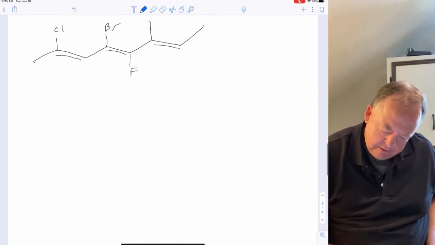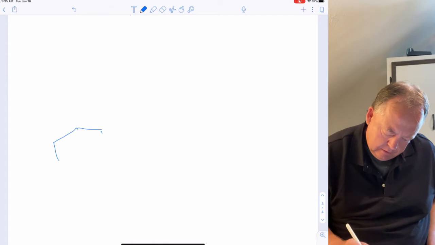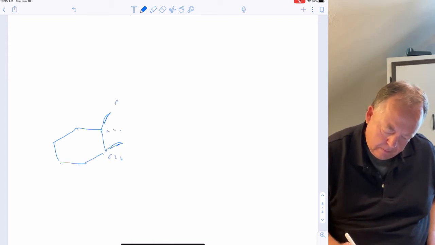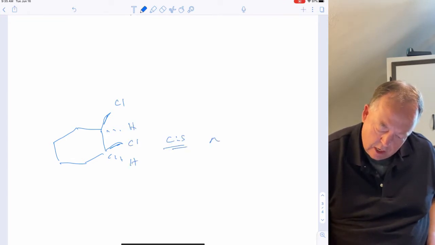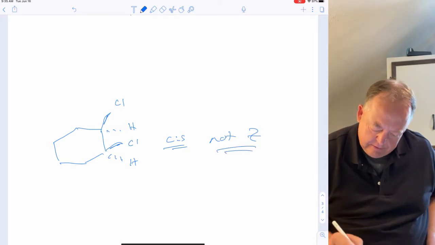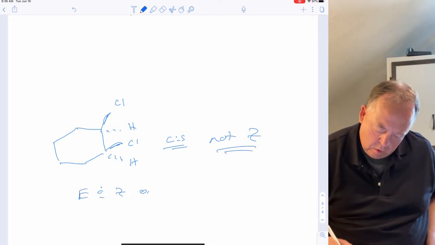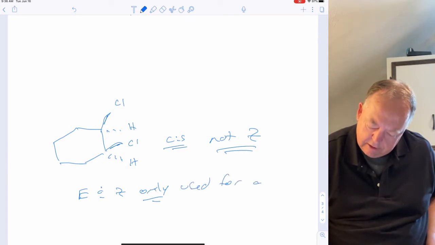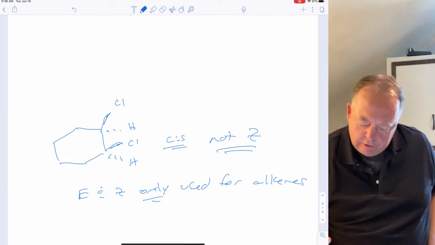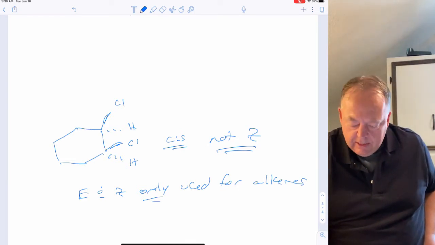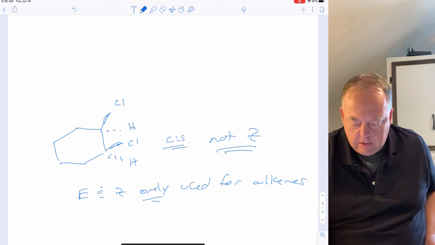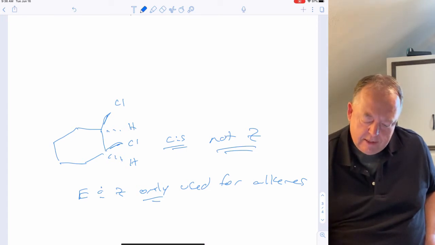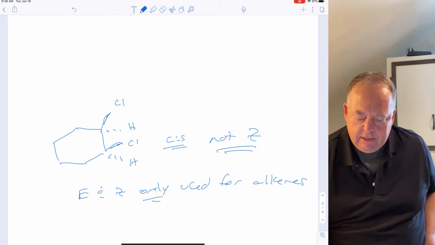Let's see. So if we had this, for example, so that would be cis, right? Not Z. So E and Z are only used for alkenes. So it's only used to describe the stereochemical relationship around the alkene, not cis and trans. But cis and trans is used for both rings and alkenes.